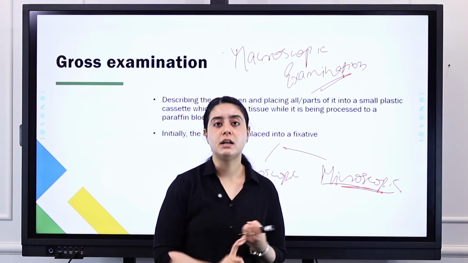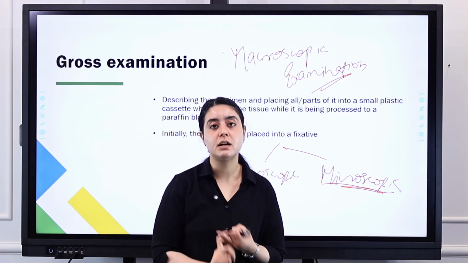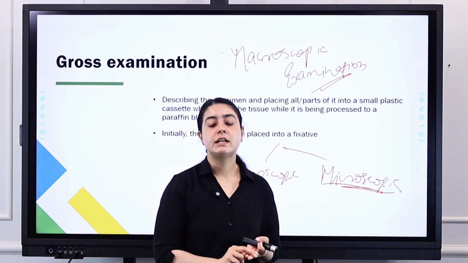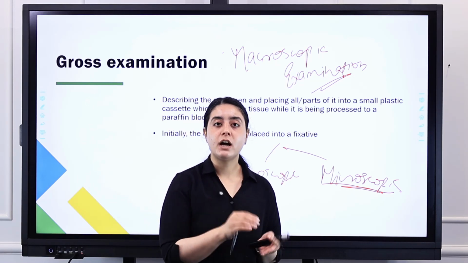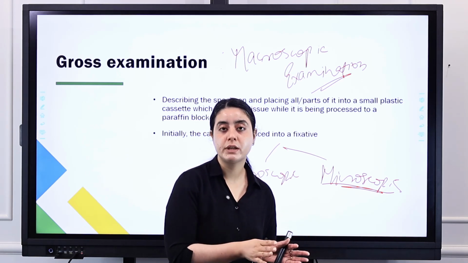We have to check the color, we have to check the consistency. If there is a fluid sample, we have to check whether the fluid is clear, whether it is turbid, or whether it contains some blood also. So we have to do all the macroscopic examination before the microscopic examination.